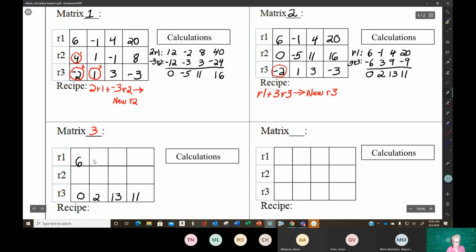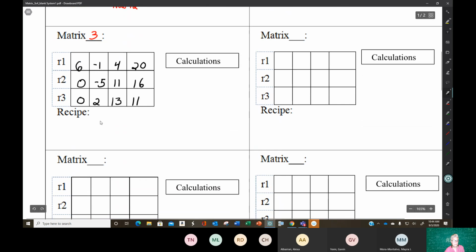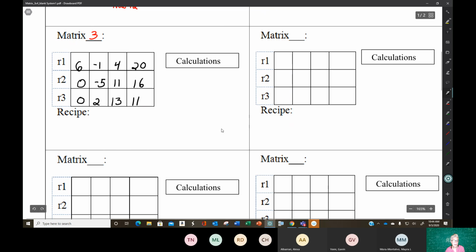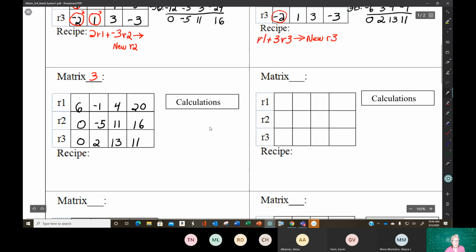6, negative 1, 4, 20, 0, negative 5, 11, 16, and then I already changed row 3. Okay. So there we are. This is what we've done so far.